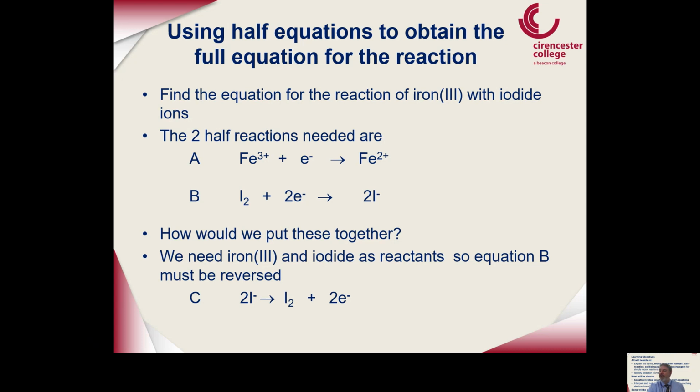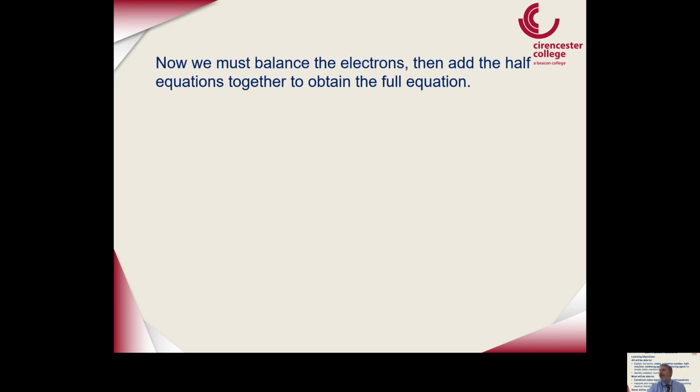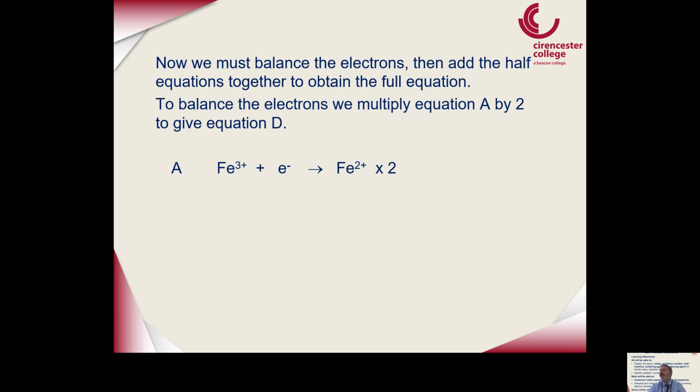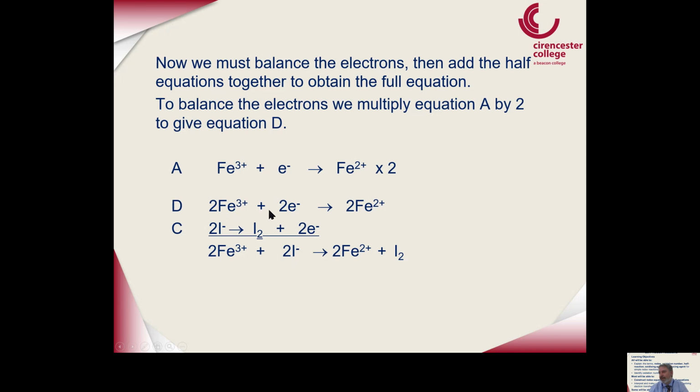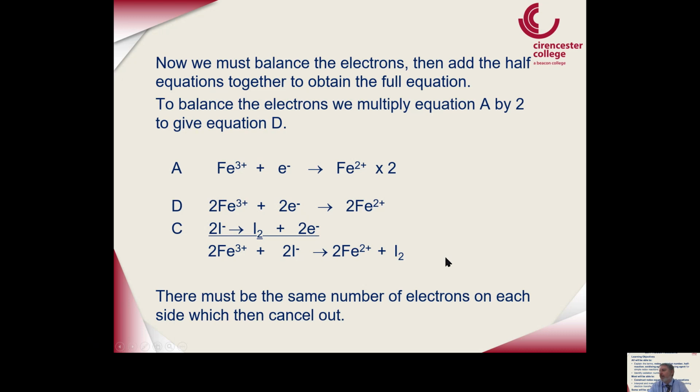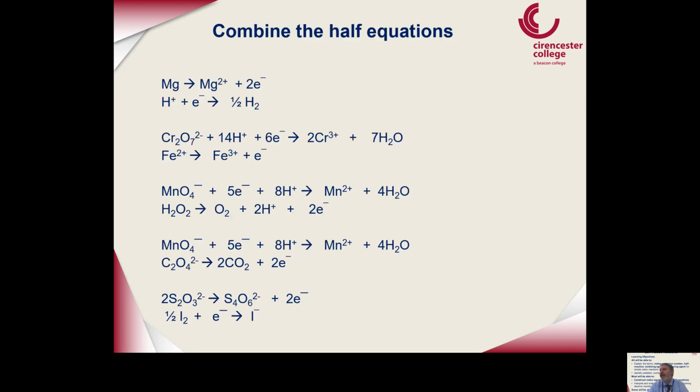Probably it didn't make a lot of sense trying to do it yourself, but you could have tried. Now let's balance the electrons. To balance the electrons, we multiply equation A by 2 to give D. Now we've got 2 electrons, and we already had 2 electrons in C, so we can put them together. We put the left-hand sides together and the right-hand sides together, and leave out the electrons, because we've already balanced them. We know we've got 2 electrons on the left and 2 on the right, so they cancel out in that equation.